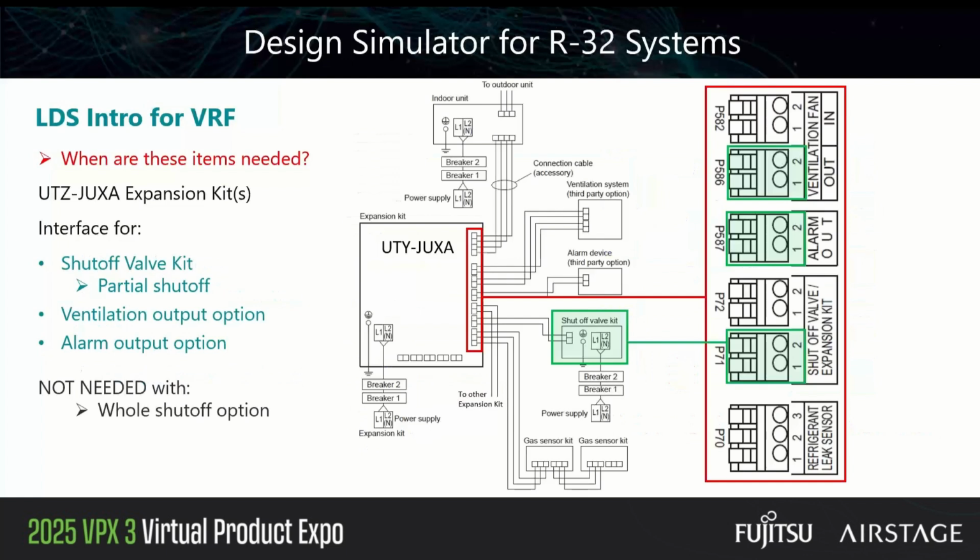So take a look at a D&T image of an expansion kit. It's basically a wiring hub, as I mentioned. If you look at the green insets, first of all, the one in the center. In a partial shutoff, we see that the shutoff valve kit is wired to the expansion kit. And if you look at the larger inset on the right, that's basically just an expanded view of the terminals of the expansion kit. Looking at the green, we can see on the bottom at P71 where the shutoff valve kit wires. We have the optional alarm out as well as the optional ventilation out.